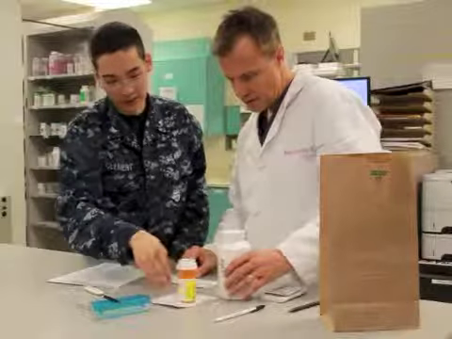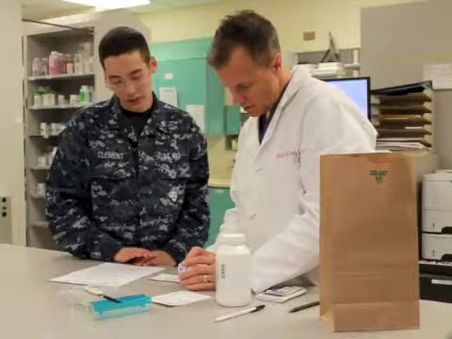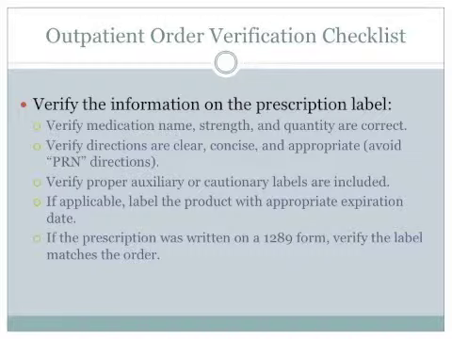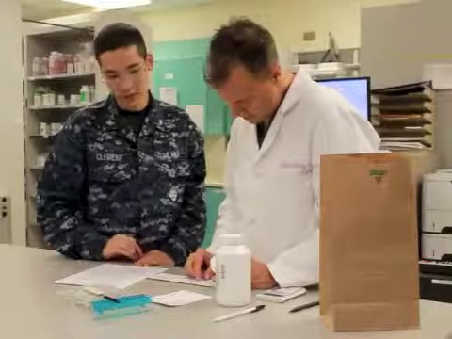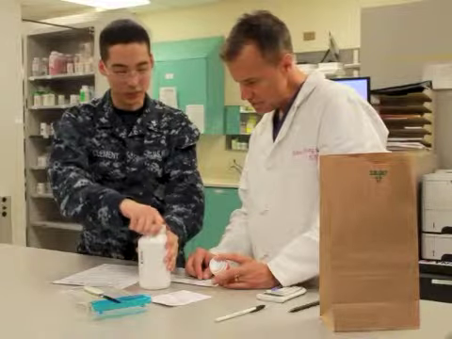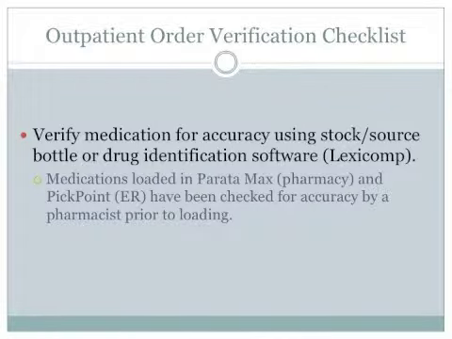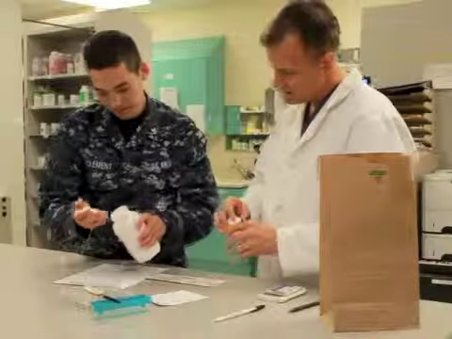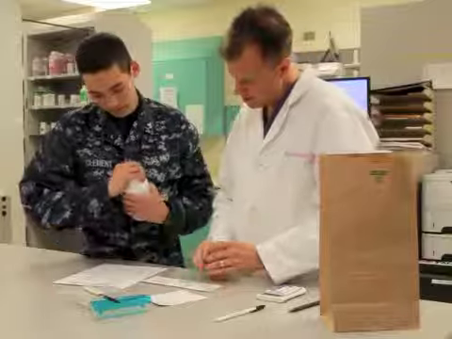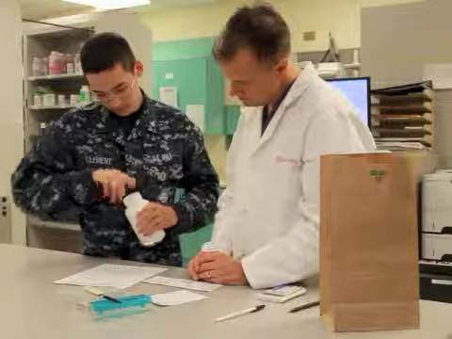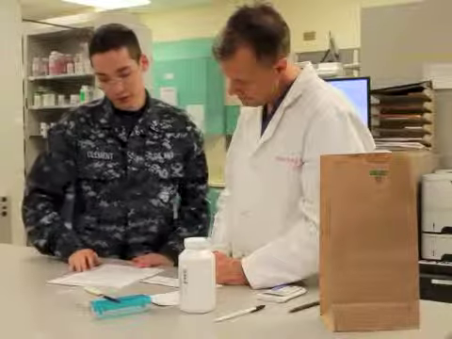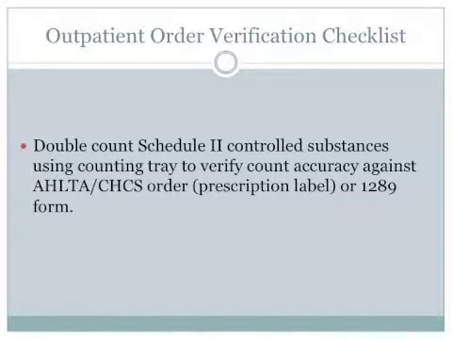Okay, now we have to verify that the medication name, strength, and quantity is correct. So it'd be Percocet, 1 to 2 tablets by mouth every 4 hours. Okay, if you could verify that the medication in the stock bottle here is the same as the medication in the vial. Okay. That would be verified. Okay, sir, because this is a Schedule II drug, we have to double count it. The LIP must double count all Schedule II controlled substances to verify that the correct quantity is being dispensed.